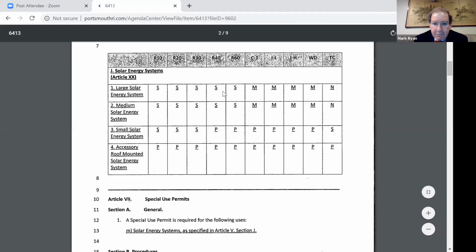Mr. President, I would move that we approve the ordinance as amended. Andrew Kelly, second. All those in favor? Mr. Jukusa? Aye. Ms. Abbott? Aye. Mr. Hamilton? Aye. Mr. Katzman? Aye. Mr. Kelly? Aye. Dr. Ryan? Aye. Mr. Aguirre? Aye. Motion passes 7-0.